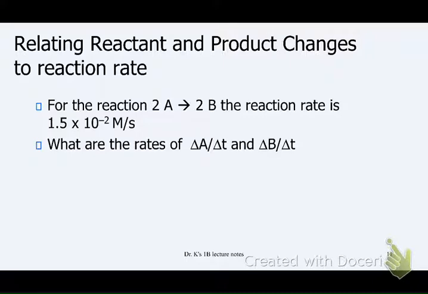So relating reactant and product changes to reaction rate. It says for the reaction, 2A goes to 2B, the reaction rate is 1.5 times 10 to the minus 2 molarity units per second. What are the rates of the change in A over time and the change in B over time? Okay. So I want to know, what are the concentration changes for these two?